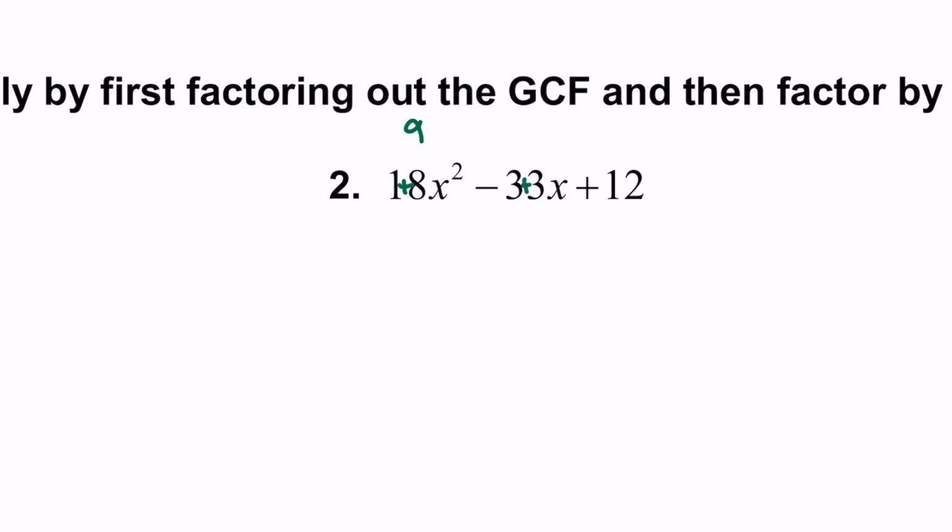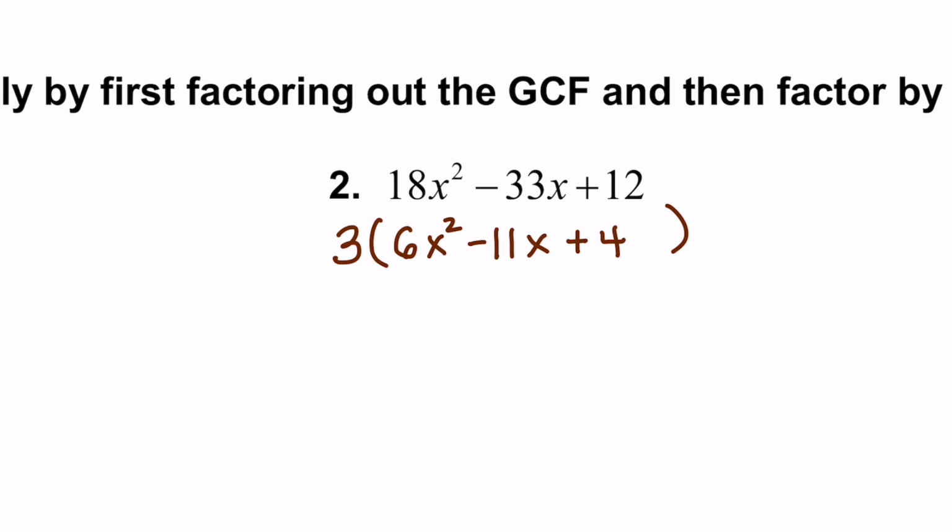3 plus 3 is 6. 6 is divisible by 3, so 33 is divisible by 3. And 1 plus 2 is 3, and so 12 is divisible by 3. So all three of these numbers have a 3 that we can pull out of the way. So we're going to divide each piece by 3. 18 divided by 3 is 6x squared. 33 divided by 3 is minus 11x, and 12 divided by 3 is a plus 4.